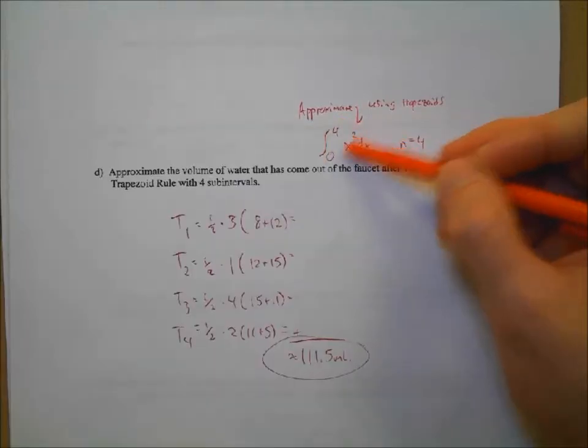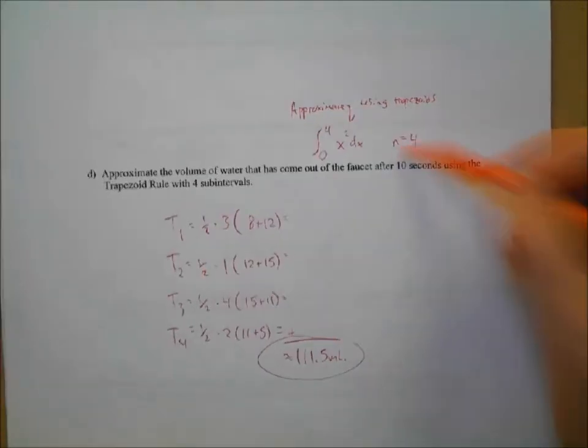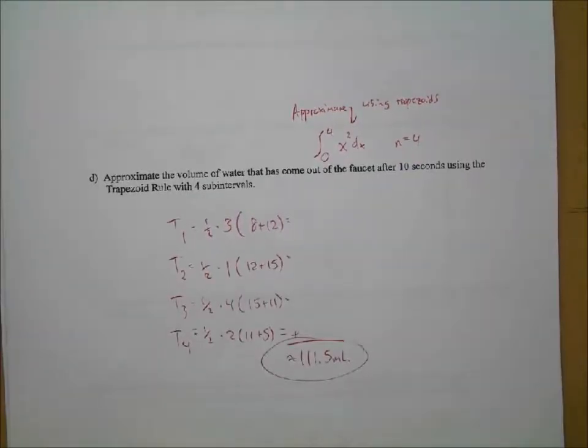So just so you understand that, okay? So that's your interval from 0 to 4. You're going to approximate the area under this curve using n equals 4, okay? That's what that's asking. Just approximate using trapezoids. This is how we're going to bring together what we're doing right now with integration. Okay.